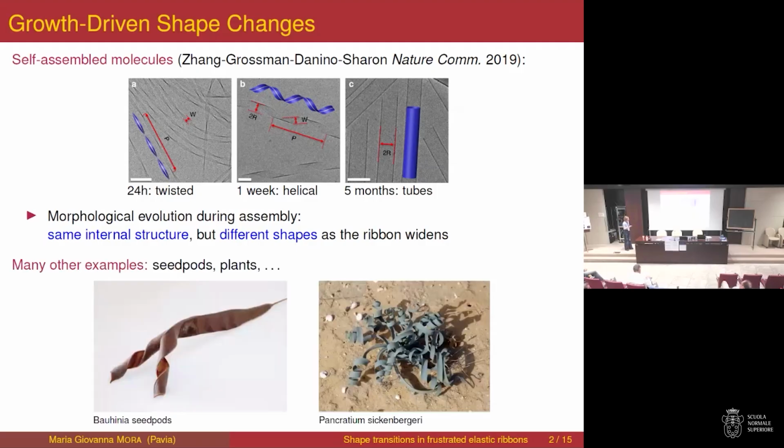This is an interesting phenomenon that you can also observe in other examples from nature, for instance. Here are just two pictures of a seed pod and of a desertic plant where you can observe a similar phenomenon. And actually the shapes we see here are very similar to those of the helical structure that we see in the macromolecules.